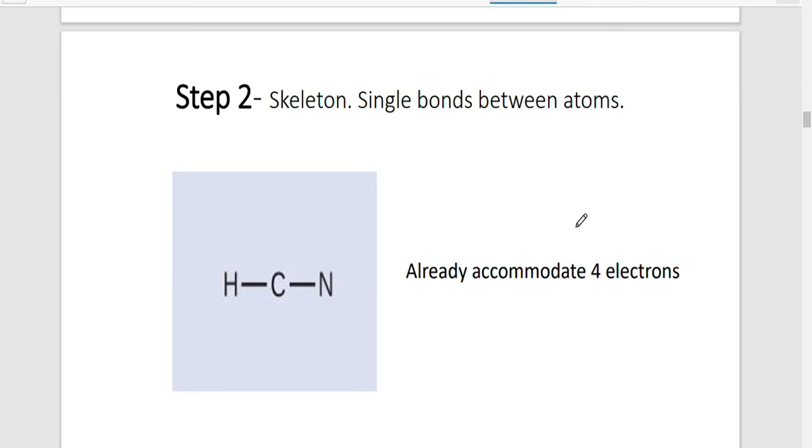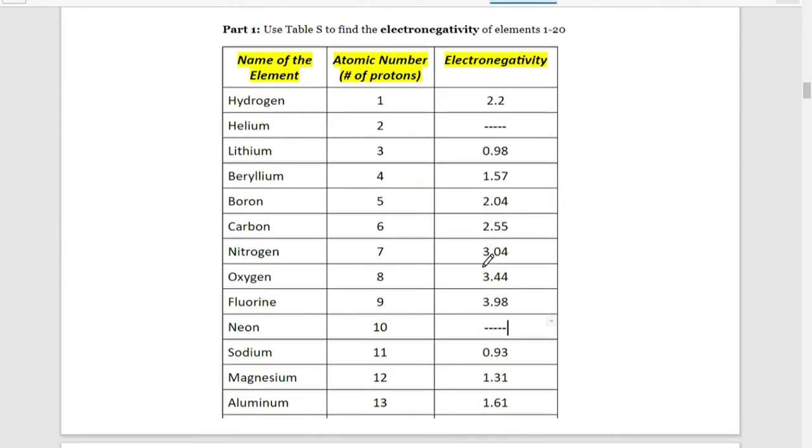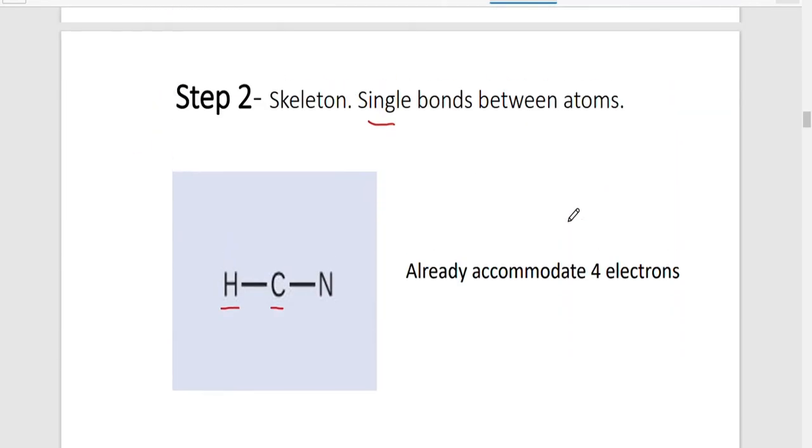Step 2, we have the skeleton, and this is by forming single bonds between these atoms. Now we have carbon as our central atom here. A way of determining the central atom is to look at the electronegativity values. The least electronegative element will be the central atom. Hydrogen supposedly is our central atom, but hydrogen cannot be a central atom as it can only accommodate 1 element for bonding. So let's go to the next least electronegative, which is carbon. And so we have this structure here. Carbon is our central atom. By forming this structure, we already accommodate 4 electrons.